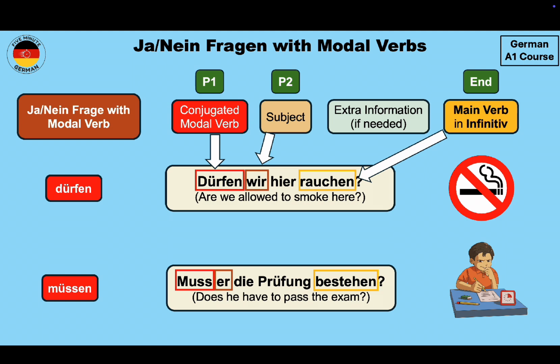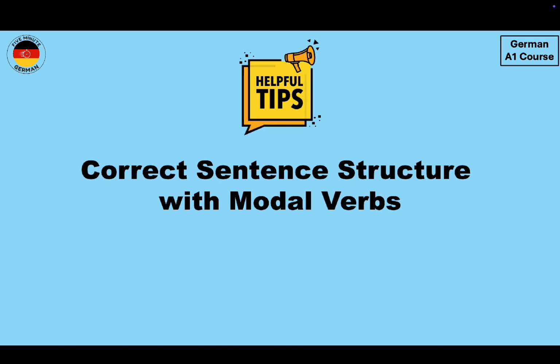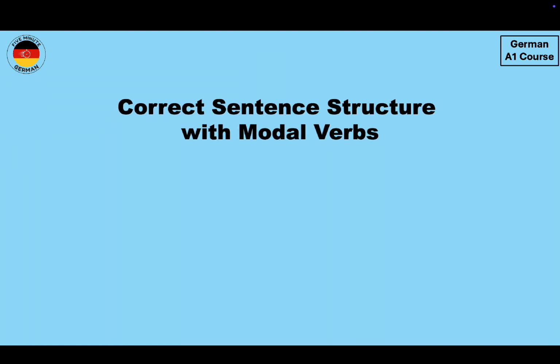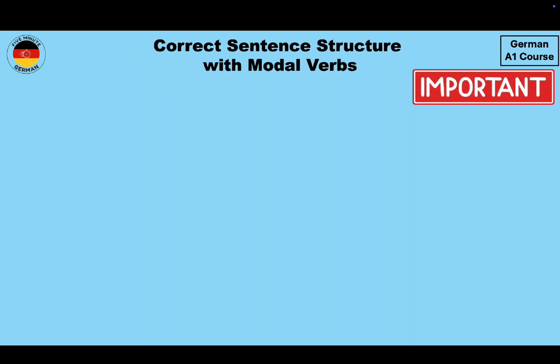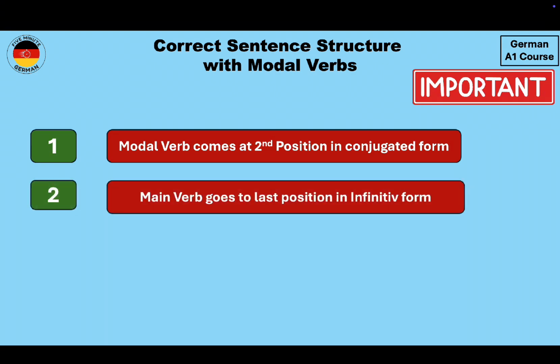Now, as we have taken a look at different types of sentences with modal verbs, let me give you a tip so that you remember the correct sentence structure with modal verbs. So if you saw the previous part where I explained modal verbs with basic sentences, then you might remember that I gave you two rules for modal verbs. The first was that the modal verb comes at second position in conjugated form, and the second was that the main verb goes to last position in infinitive form.